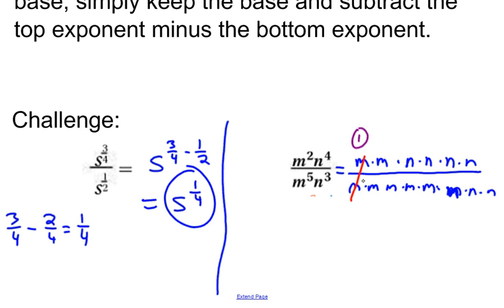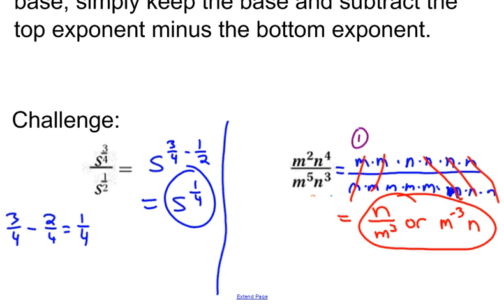We have an M over an M, that'll cancel out. Another M over an M, that'll cancel out. That's all the M's there are on top. So we have an N over an N, N over an N, N over an N. So what we're left with here is N over M to the third power. Or if you rewrite that with the M on top, it would be M to the negative third power times N.